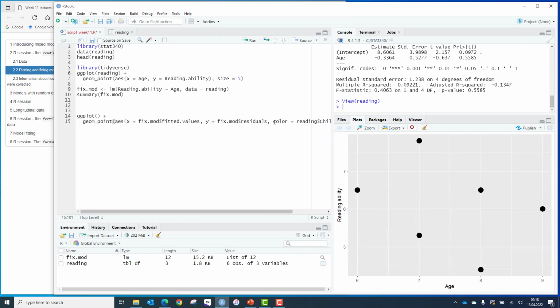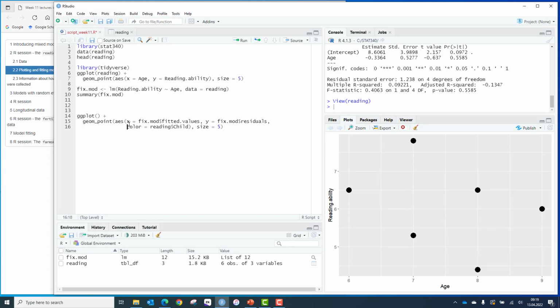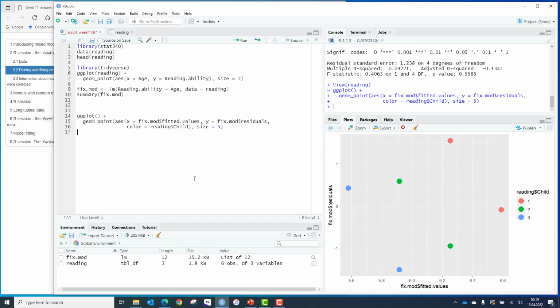So let me try to put it in one page like this. So what we do now, we plot the residuals of the model that we got up here, right? So I take the fitted values along the x-axis and then the residuals on the y-axis. And now I color the points with this child information. And then it looks like this.